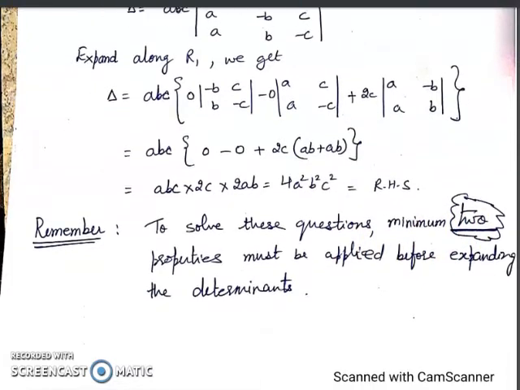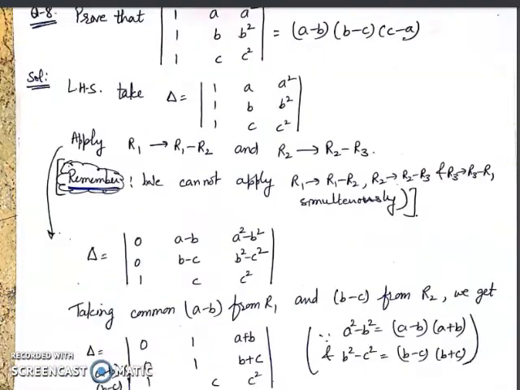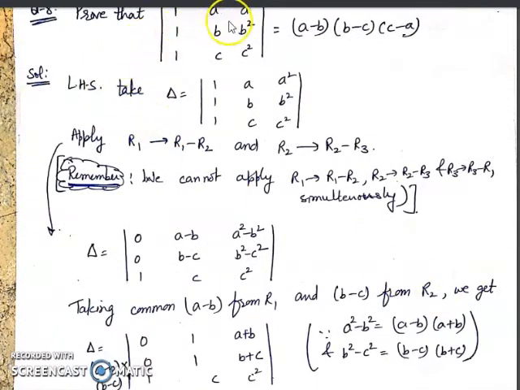Now come to see another question. Question number 8. Prove that the determinant 1, a, a square, 1, b, b square, 1, c, c square is equal to (a minus b)(b minus c)(c minus a). I told you earlier our main purpose is to make the maximum zeros in one row or in one column, and keep in mind the right hand side. Here right hand side has a minus b. So this gives you the hint that we should apply R1 minus R2.